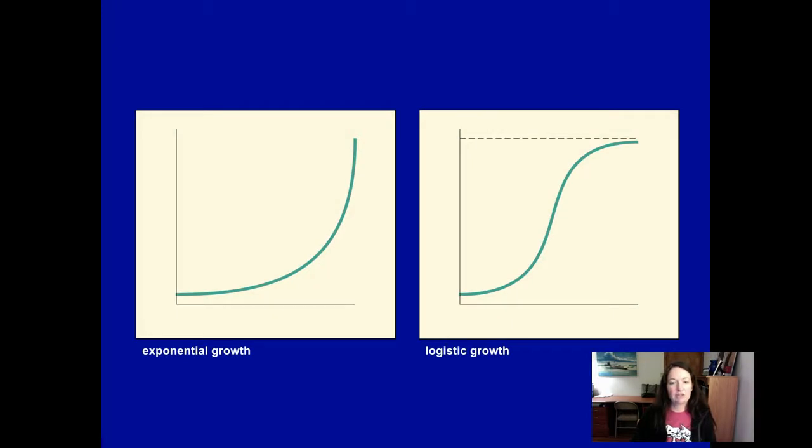So here are two very basic drawings of exponential growth versus logistic growth. And like I said, this line right here, if this were carrying capacity, the curve doesn't just smooth out like it does in this picture. It actually goes up above it. But this is just a very basic example of a logistic growth curve. So you guys can draw that on your notes paper there.